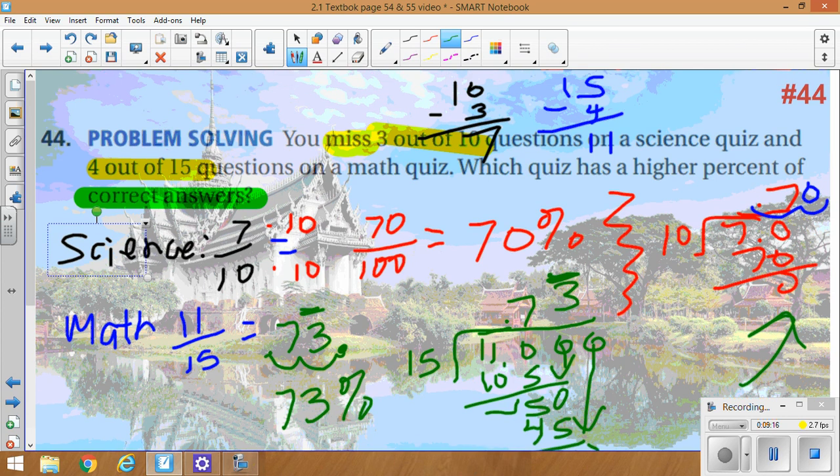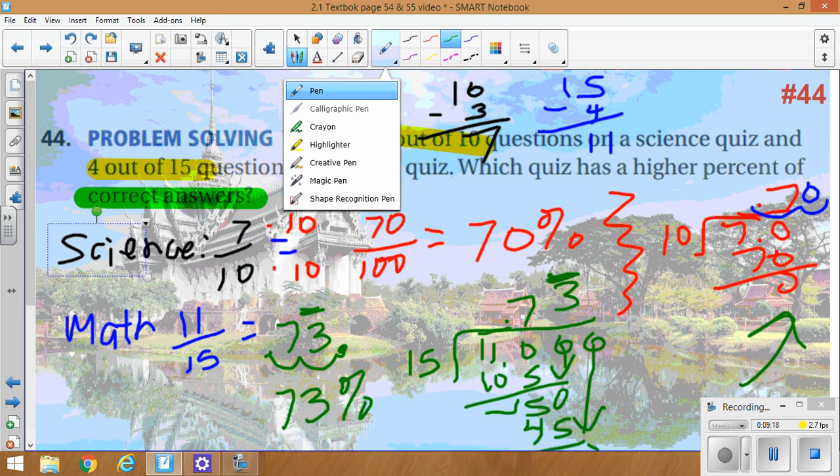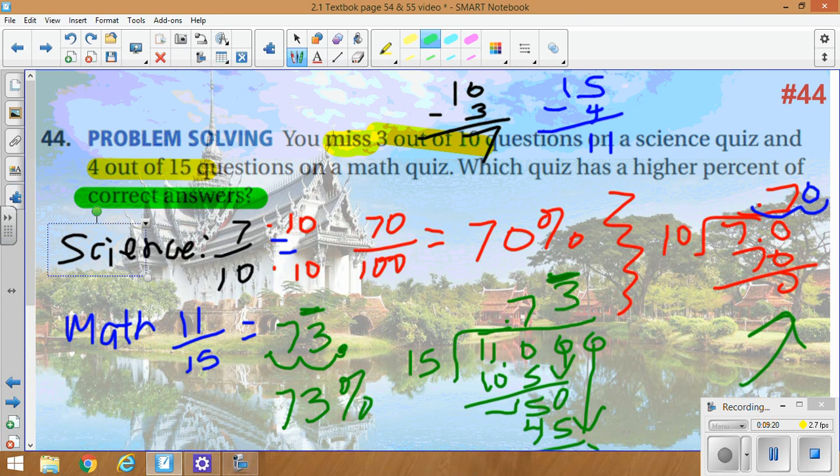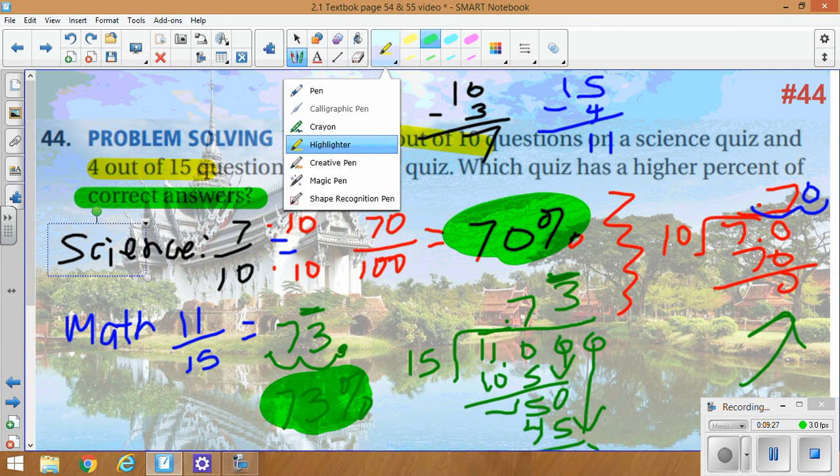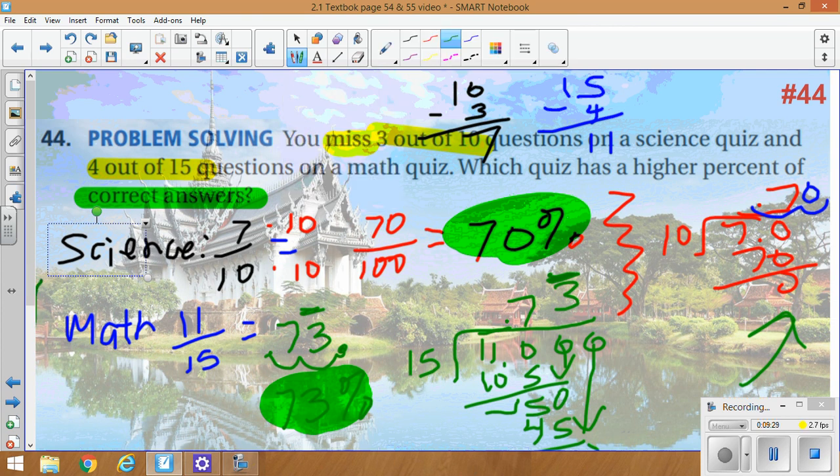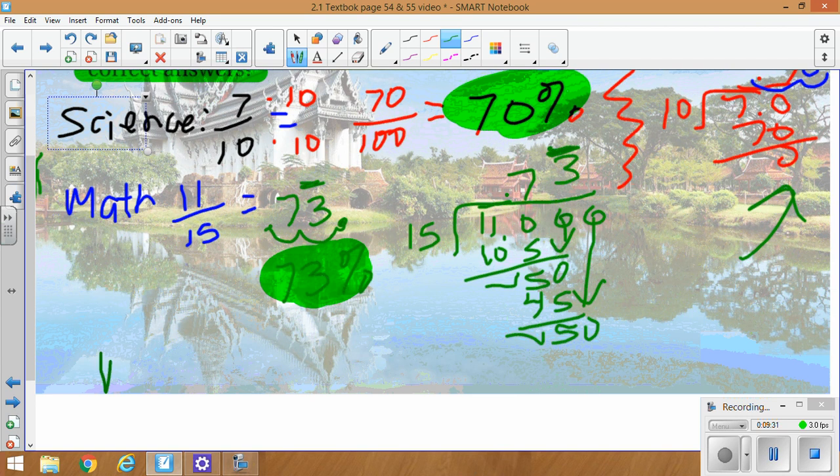So which test did we score better on? We have 2 possible solutions or subjects. We have science at 70% or math at 73%. So your final solution is we scored better on the math test. Okay, and I didn't just write a solution without showing any work.